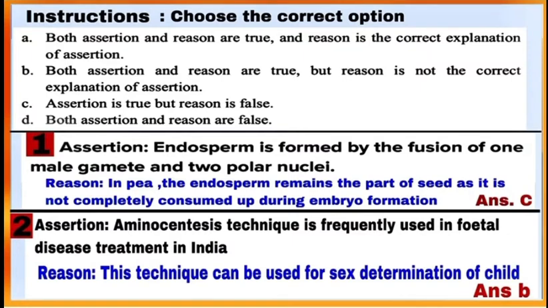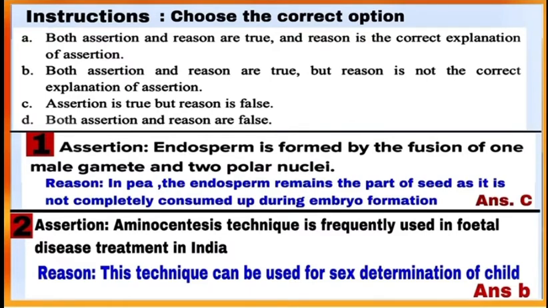Question 2. Amniocentesis technique is frequently used in fetal disease treatment in India. This is the assertion statement. Reason. This technique can be used for sex determination of child. Correct answer is option B.